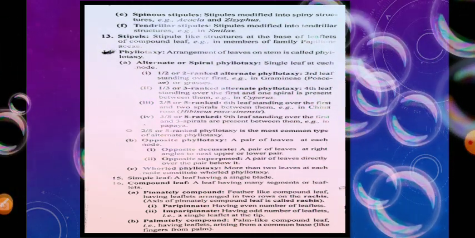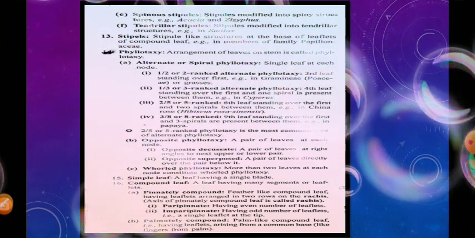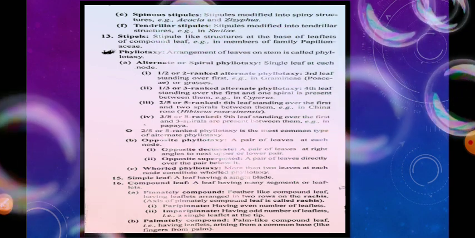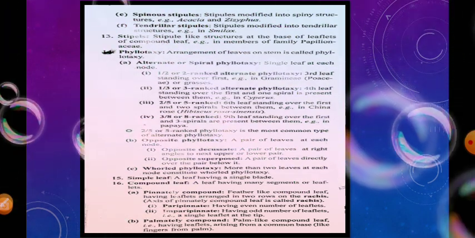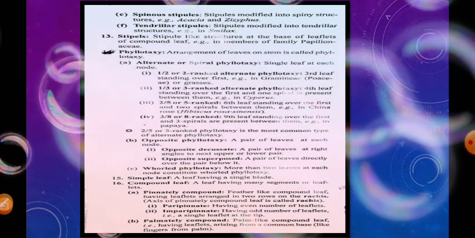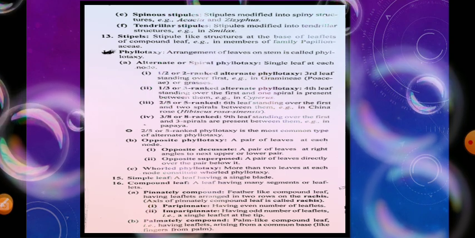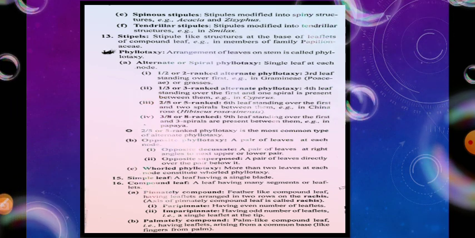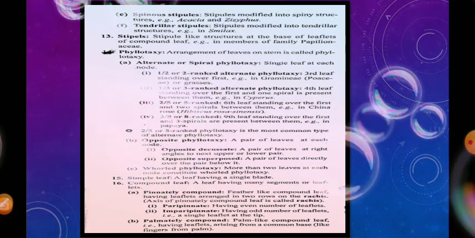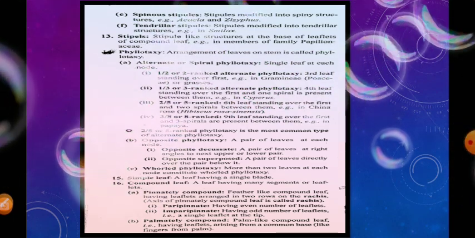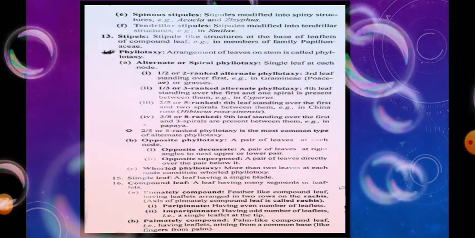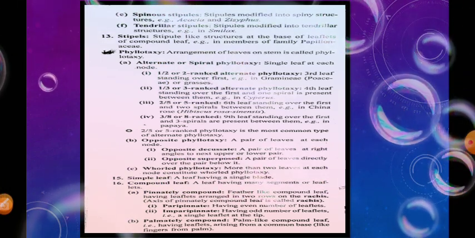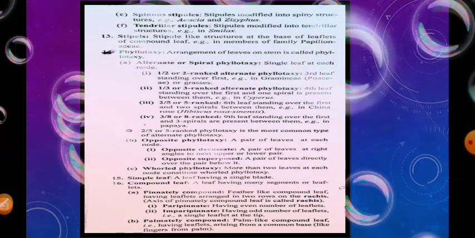Then phyllotaxy. What is phyllotaxy? The arrangement of the leaves on the stem is known as phyllotaxy. When we study plants, we see various different arrangements of leaves on the stem of different plant species. Some arise directly from the stem, some are whorled, and some form bunch-type structures. So the arrangement of leaves on the stem is known as phyllotaxy.